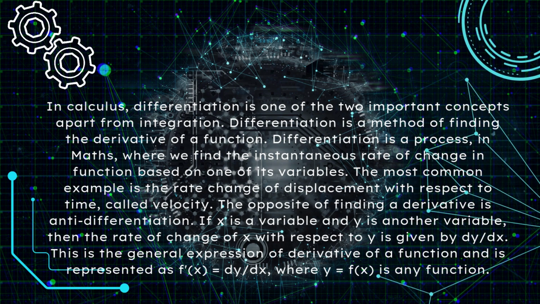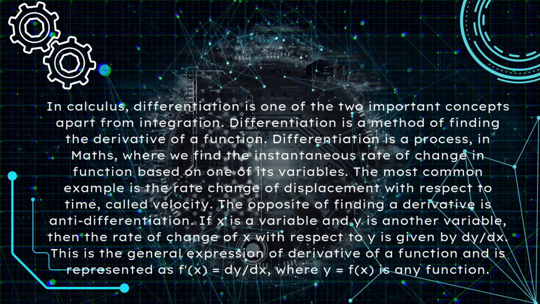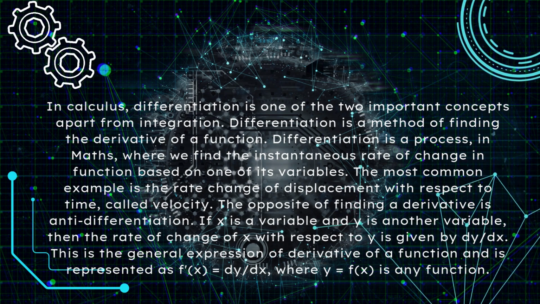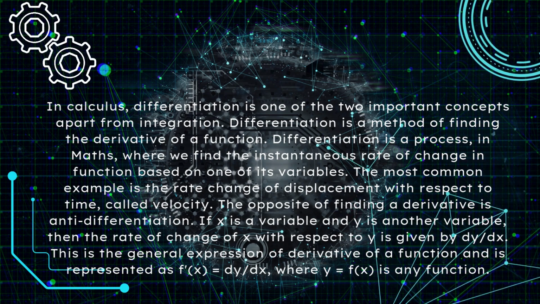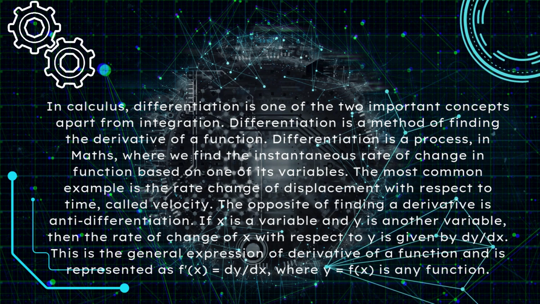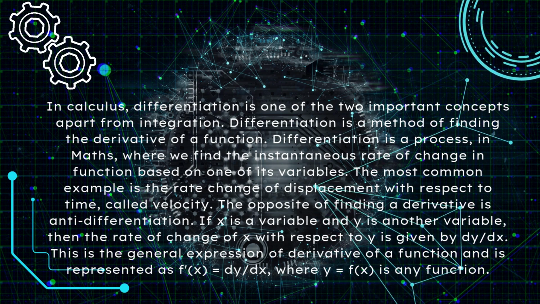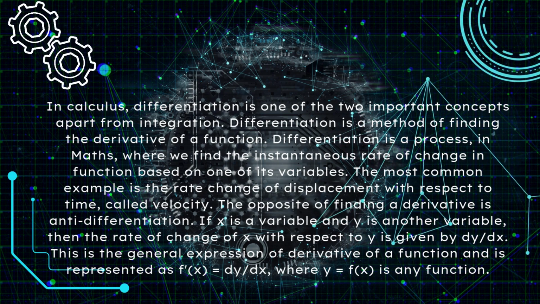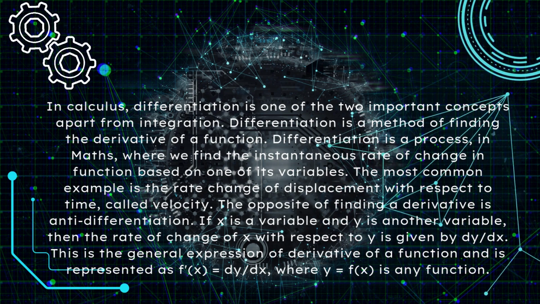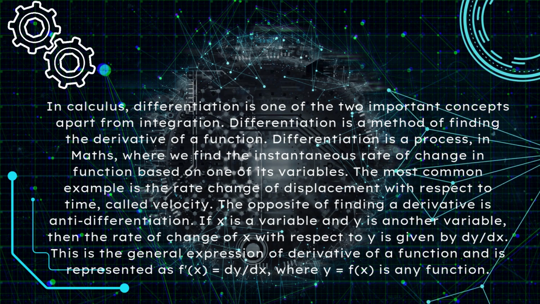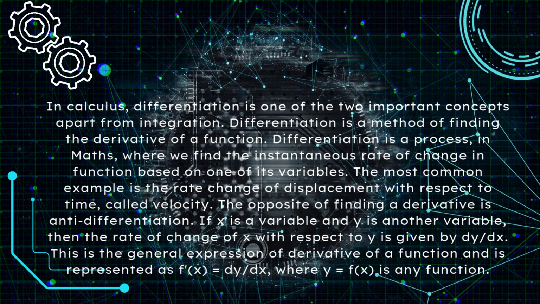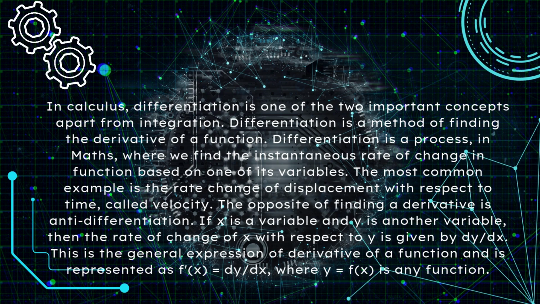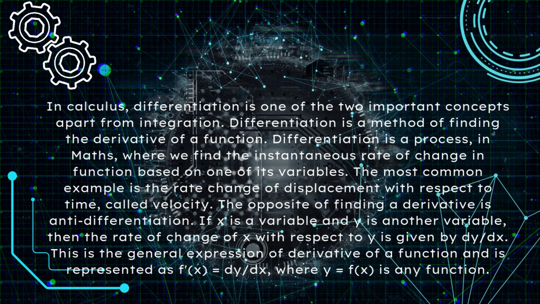If x is a variable and y is another variable, then the rate of change of y with respect to x is given by dy over dx. This is the general expression of the derivative of a function and is represented as f prime x equal to dy over dx, where y equal to f(x) is any function.